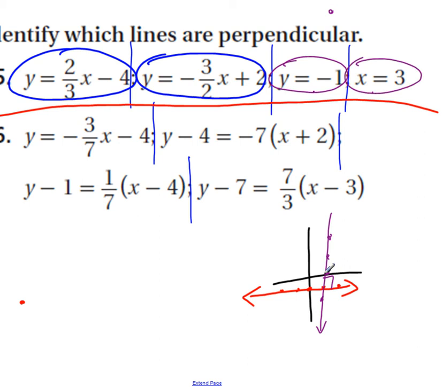And I know you're looking at me like, but it doesn't match our notes. Our notes said they have to have reverse reciprocal slopes. Well, here's your one example where that doesn't hold up. Sorry.